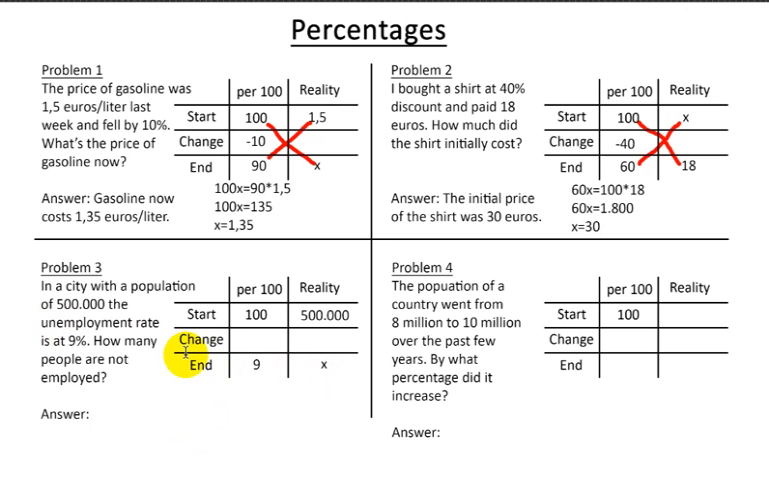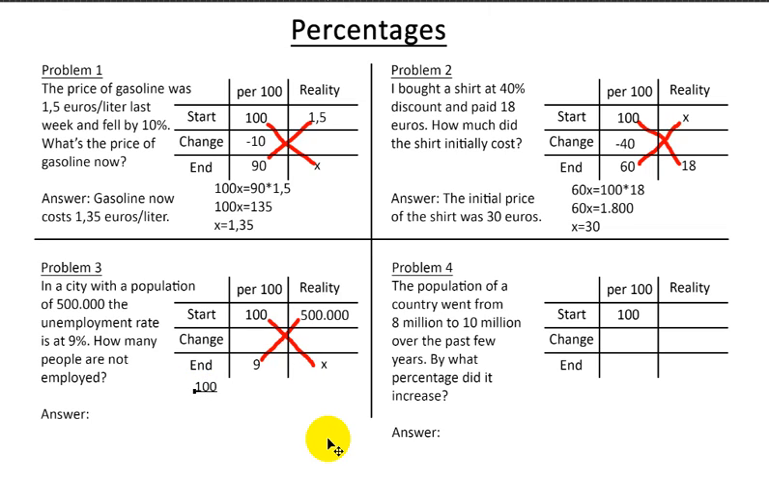Again, don't get confused. This is the kind of problem where I have the total, I have the percentage, and I just want to know what percentage of the total that is. So this line can remain empty. So if I take the cross product here, what I'm going to get is 100x needs to be equal to 9 times 500,000. Let's solve that.